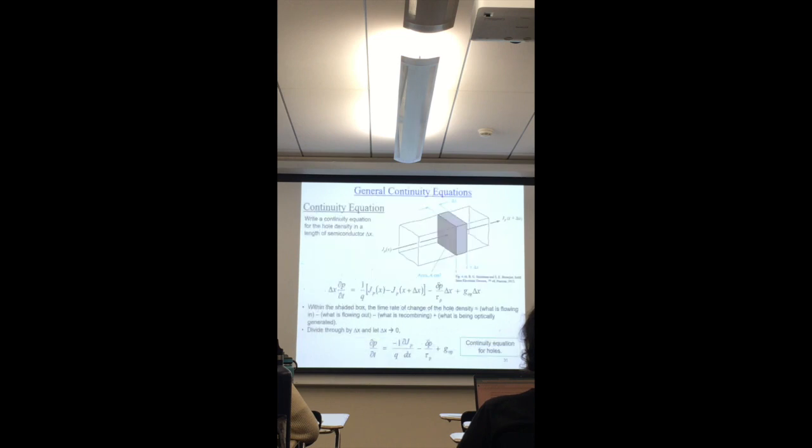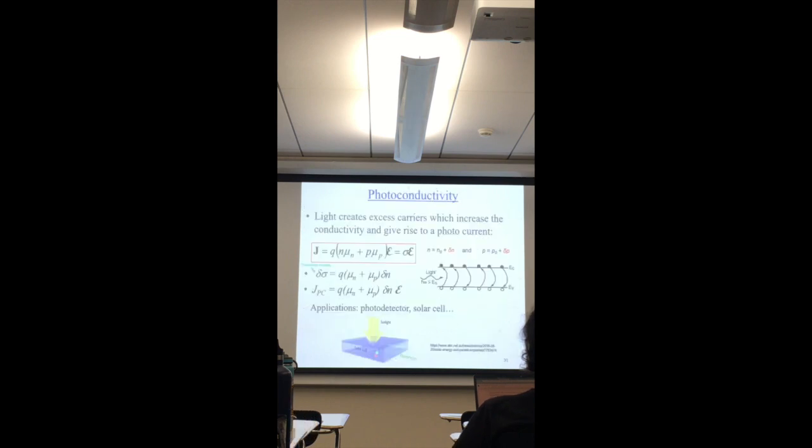Okay. Right. Any questions about this photoconductivity? The principle is very straightforward. When we shine a light on a semiconductor, it can increase the electron and hole concentration. And we know the conductivity is related to the electron and hole concentration. So this can increase the conductivity and increase the current. Okay?